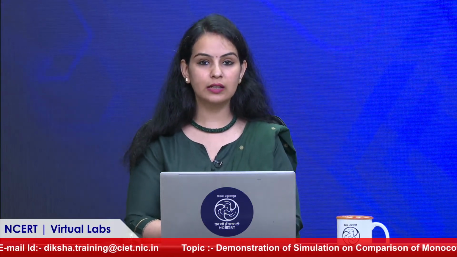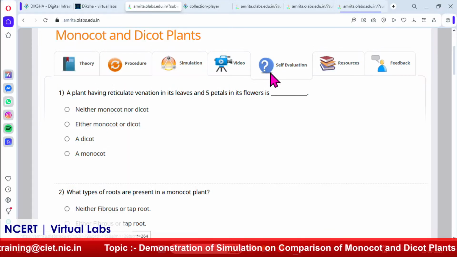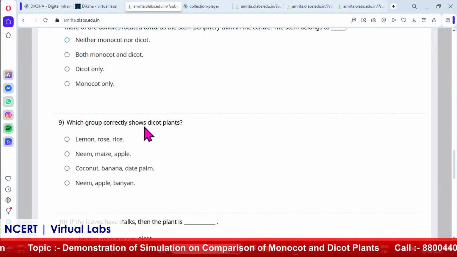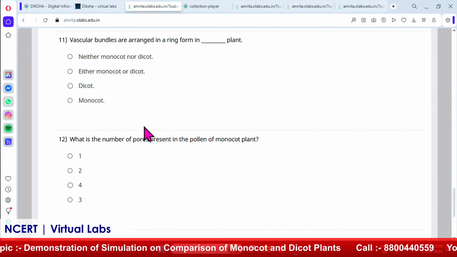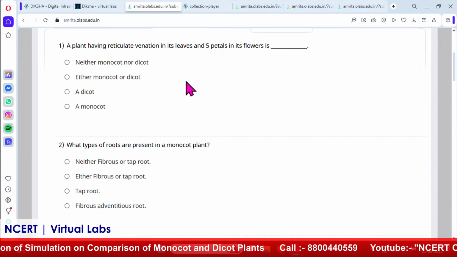Definitely, what we have just discussed, that they can perform it in the school garden and then at home also, they are actually evaluating themselves by that. But along with that, they can further evaluate themselves through virtual labs as well. So here we have an option, that is self-evaluation. Here we have multiple questions, and you can see there are 12 questions related to this experiment. So you can answer each of them one by one and then submit it.